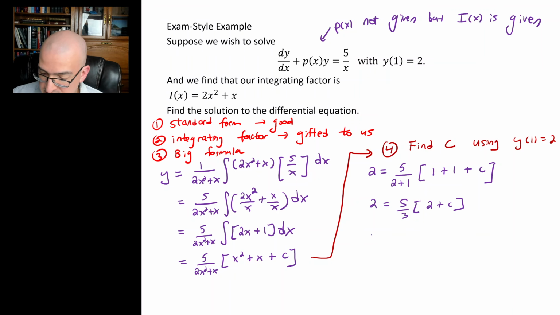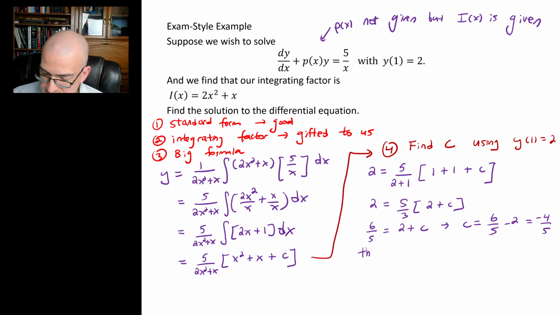Multiply both sides by 3. Divide both sides by 5. So 6 over 5 is equal to 2 plus c. That means c is equal to 6 over 5 minus 2, which is 6 over 5 minus 10 over 5, so negative 4 over 5. I'm paranoid, I'm going to do that carefully. Yep, minus 4 over 5.